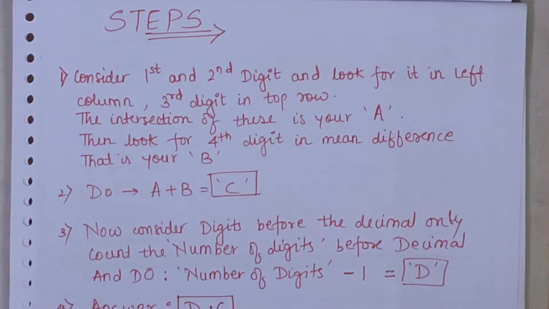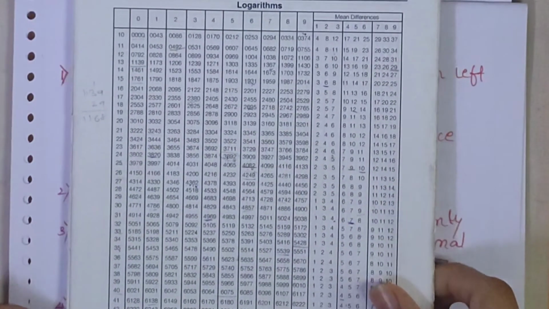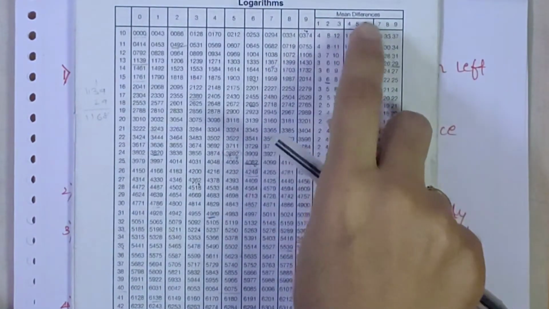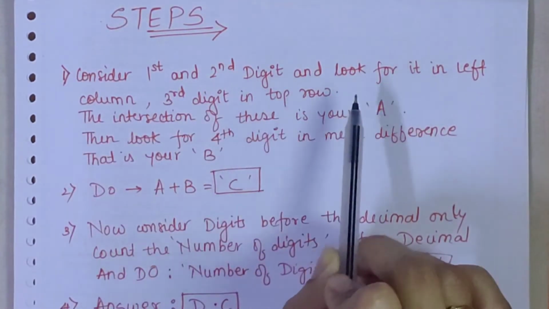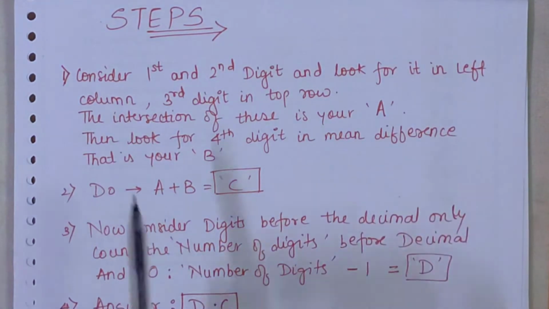So let's start. So here I've written 4 steps for finding the log of a number. The 4 steps, let's see them. First one, consider first and the second digit and look for it in the left column. Now, when you look into the logarithmic table, you will understand that here it is your left column, this is your top row, and this is the mean difference. So, consider first and second digit and look for it in the left column, third digit in the top row, and the intersection of these two is your A. Now remember, A. Then look for the fourth digit in the mean difference, and that's a B.